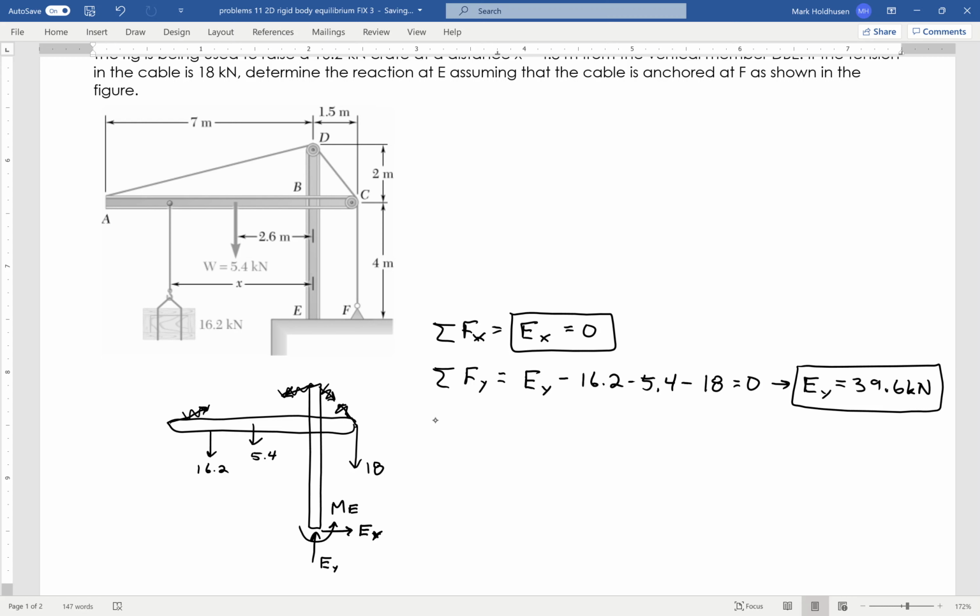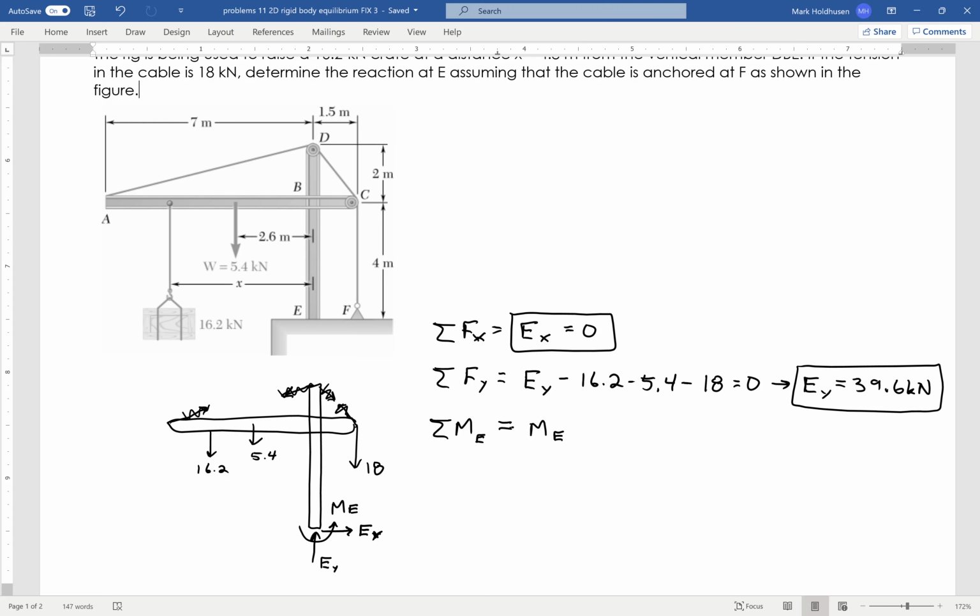Lastly, I have to do a moment. Let me do the moment at E to get rid of EX and EY. I know them now, but I may as well do it there so they don't even show up in the equation. You don't want to forget to include the couple moment here, which is what I'm actually looking for, which is that couple moment about E resisting the rotation as it's welded into the ground there, as it's sunk into the ground like that.